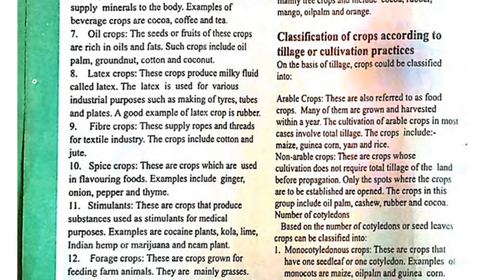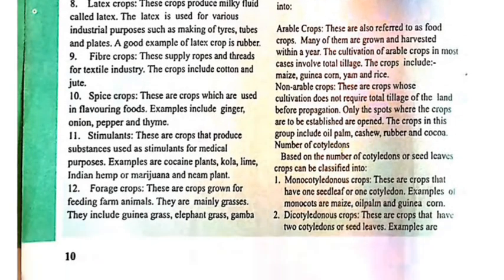For the arable crops, these are crops that we have to till the ground first. You have to till the ground before planting. Examples are maize, guinea corn, yam, and rice. While non-arable crops, they are crops whose cultivation does not require total tillage of the land before propagation. Only the spots where the crops are to be established are open. The crops in this group include oil palm, cashew, rubber, and cocoa.